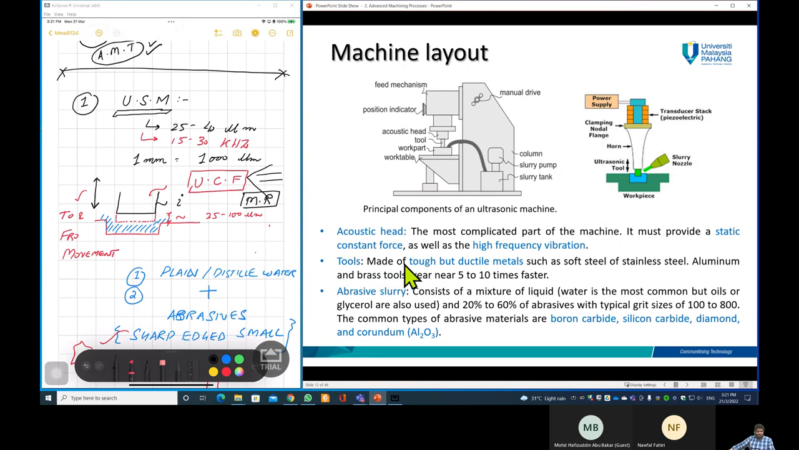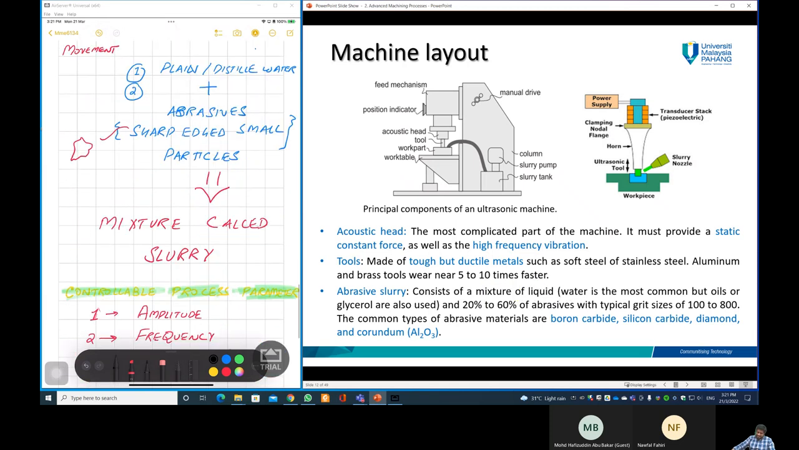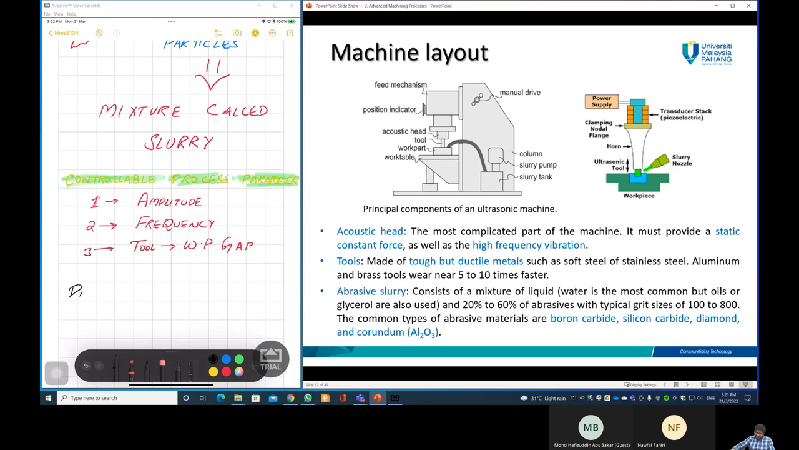Then the tool is made of tough ductile material such as soft steel, stainless steel, aluminium and brass, and tool wear is near 5 to 10 times faster. So what they are telling us is that the suitable tool material is steel, soft stainless steel. So it should be tough but ductile, and these two properties are available in steel.